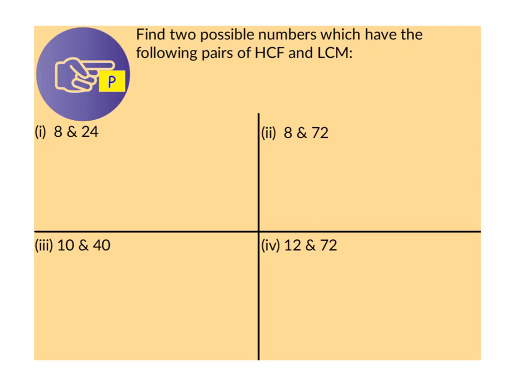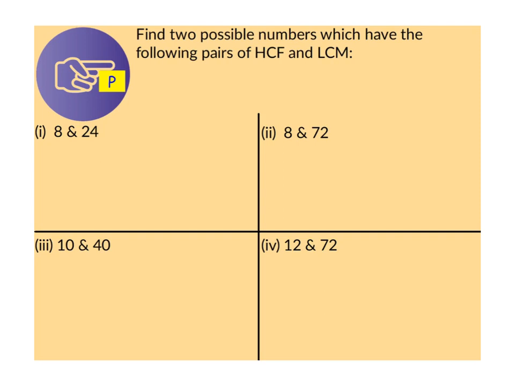So just to reiterate, on the first question, 8 is the highest common factor, 24 is the lowest common multiple. On the second one, 8 is the highest common factor, 72 is the lowest common multiple. Third one, 10 is the highest common factor, 40 is the lowest common multiple. And on the last one, 12 is the highest common factor, and 72 is the lowest common multiple.